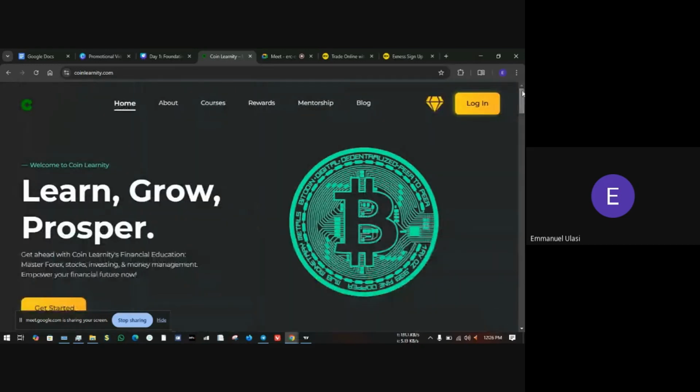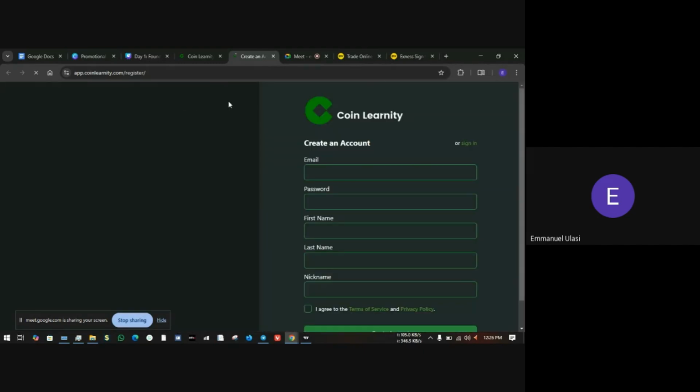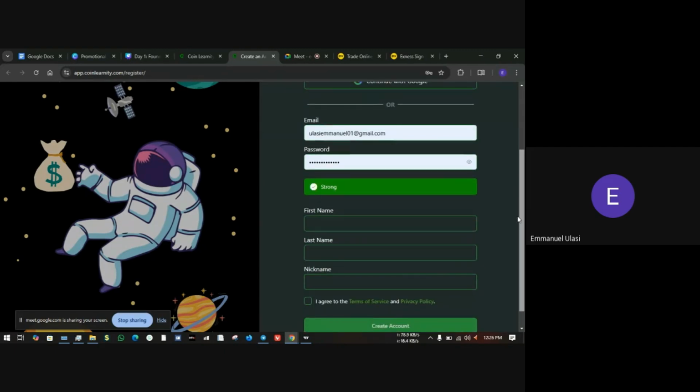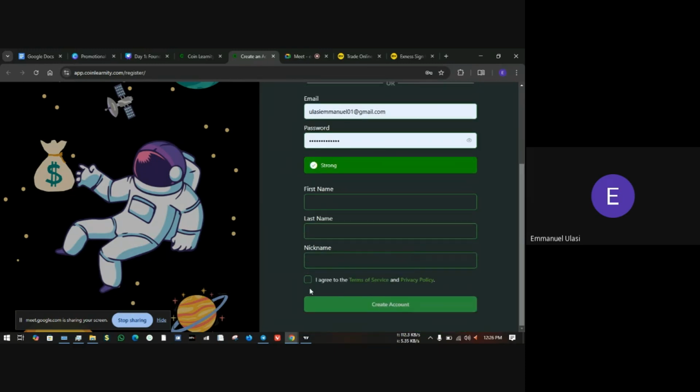Now, to create an account with CoinLenity, you need to come over here and click on the diamond button. That should take you to this page here. Let that load up, and I will show you how to sign up. On this page you can choose to sign up with your credentials. You need to input your email, your password, your first name, your last name, your nickname, and then click on this checkbox here. Then you click on continue.